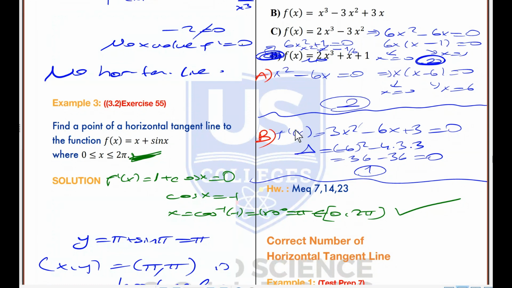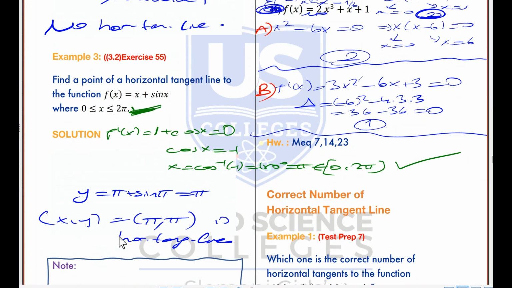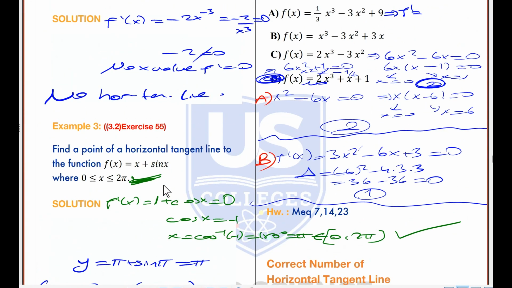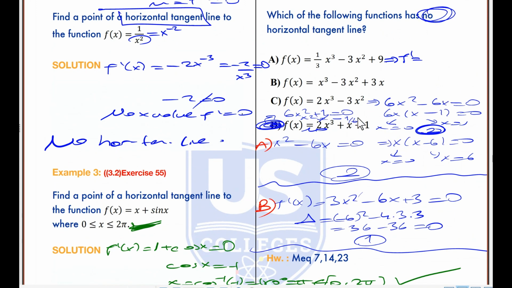Okay, so in option B, I used these rules because I had a quadratic function which has all three terms a, b, c. So I didn't factorize the equation. I applied this rule. Otherwise, we should solve it.